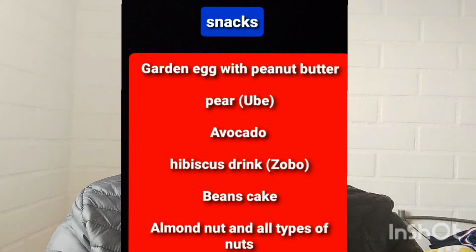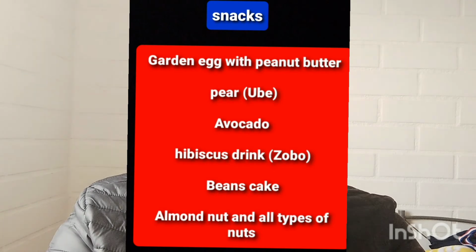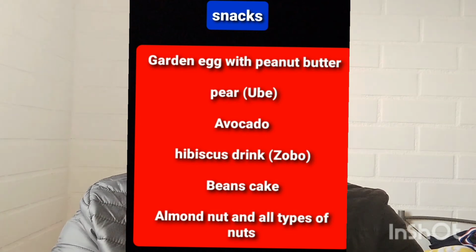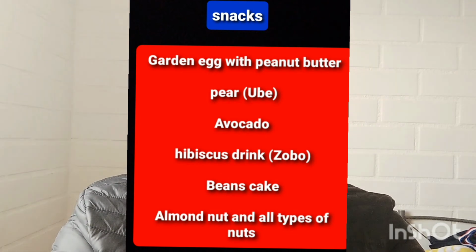Now first, African diabetic patients can take garden egg and peanut or peanut butter in terms of snacks. They can also take pear, and pear in African is called ube. So you can take ube or pear or avocado as snacks. You can take this hibiscus drink. Now hibiscus drink is what some Africans know as zobo, but in English you call it hibiscus drink. It's very medicinal to the health.